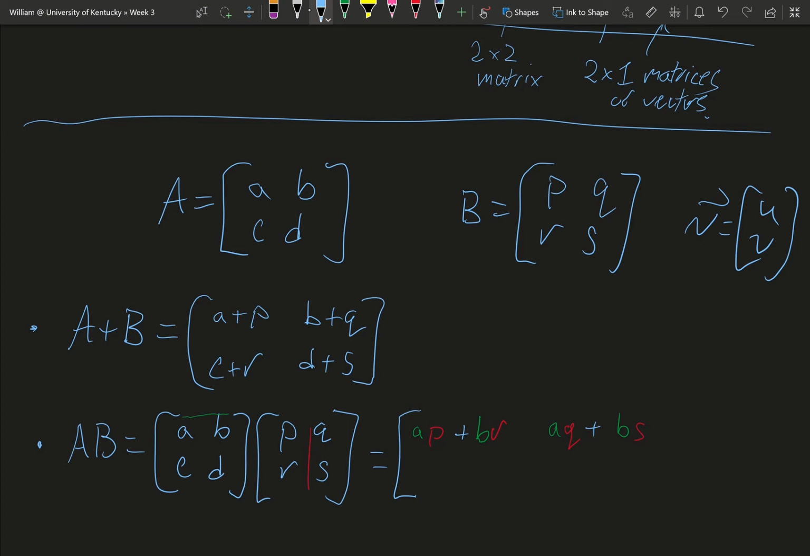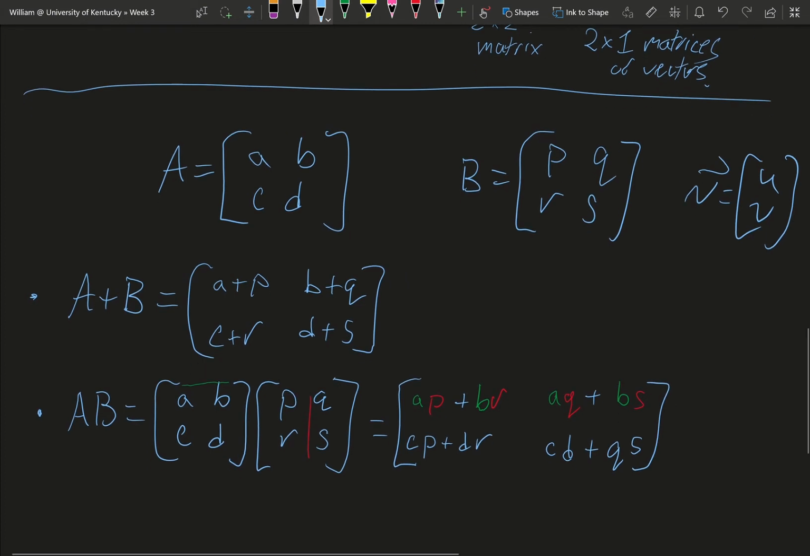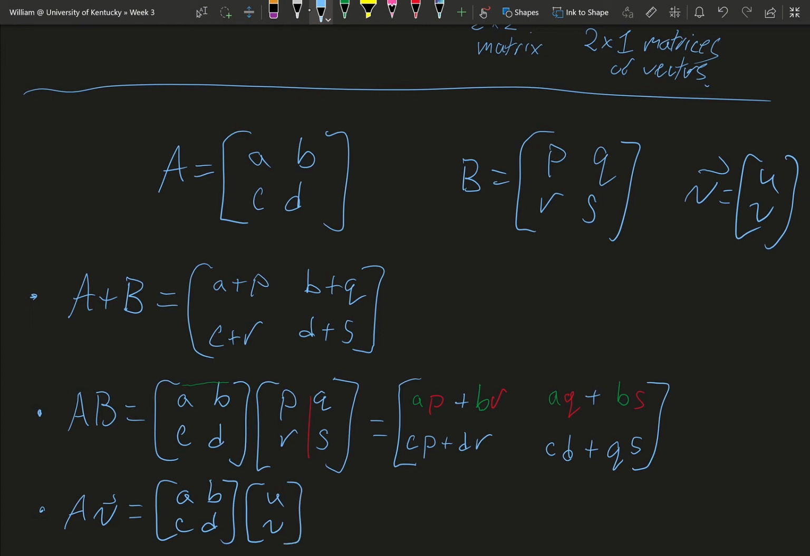So I'm in the second row in the first column. So I'm going to do C, D times P, R. So CP plus DR. And C, D times Q, S. So I can also multiply A times V. And the key thing is that the number of elements in each row of the first one is the same as the number of elements in the columns of the second one.